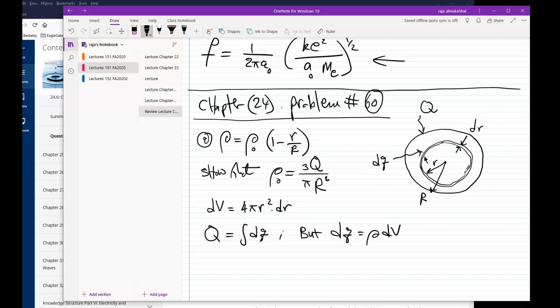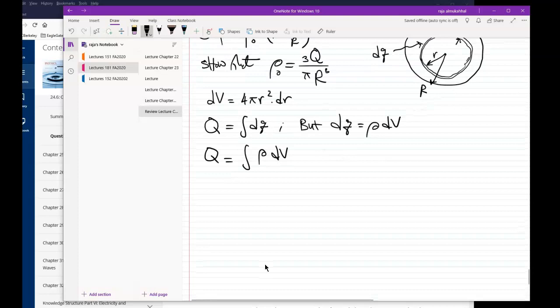Okay, so now I can take this and put it back into the big Q. So big Q here is going to be equal to the integral of rho dv. Now we just said that dv is equal to 4 pi r squared dr, and of course the rho is right there, so I'm going to put both of these here. So if I work it out, I'll end up with the integral of 4 pi r squared rho dr, and that's the first step.